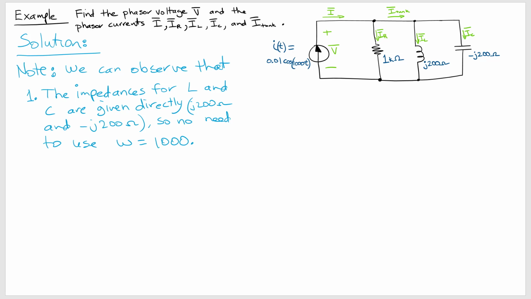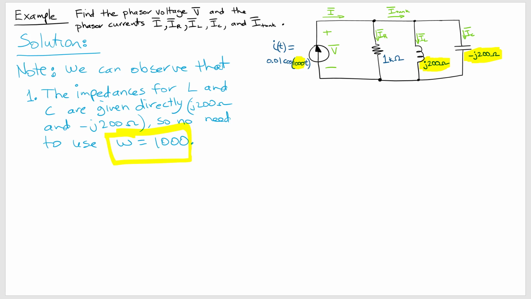So now if you look at the problem, we can see that the impedances for the inductor and the capacitor are given to us. So they're not given as 5 millihenries and 1,000 microfarads or anything like that. It's given in terms of the complex impedances. Okay, but that means that we do not have to use the radian frequency, which appears in the argument of the sinusoidal function in the driving source.